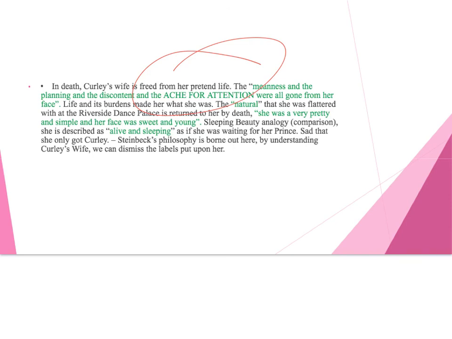But the key thing here is Steinbeck's philosophy that if you can understand someone, you can learn to love them rather than hate them, and we can dismiss the labels that were put upon poor Curly's wife. Okay, so that's her done.